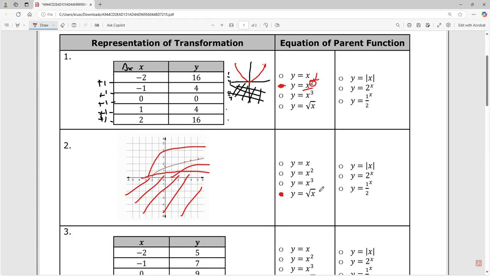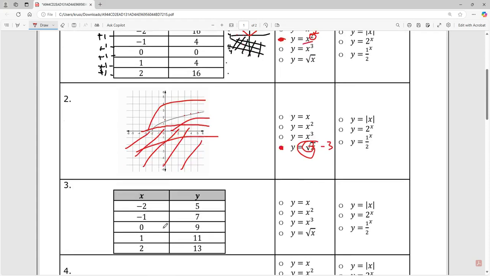Okay, unless I do like a -3 or something after the radical form, and then it would shift it down here, right? But it would never go below something like that, okay, in here. Okay, so here's this one.